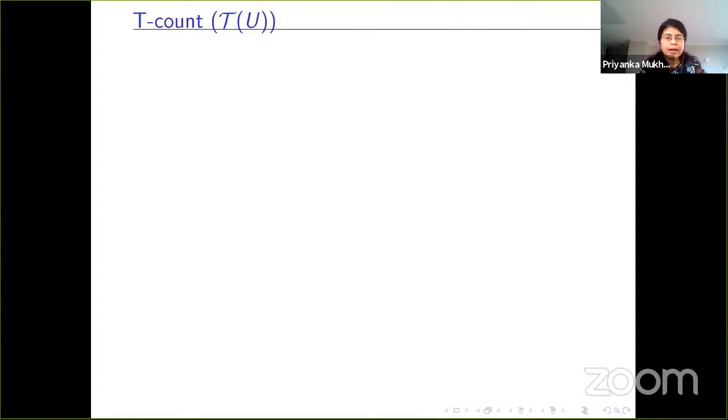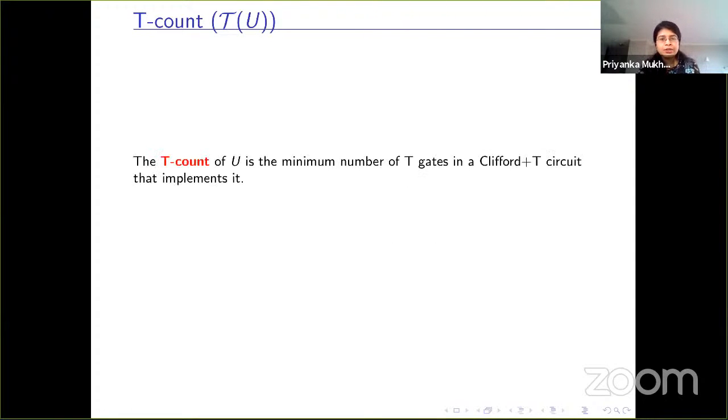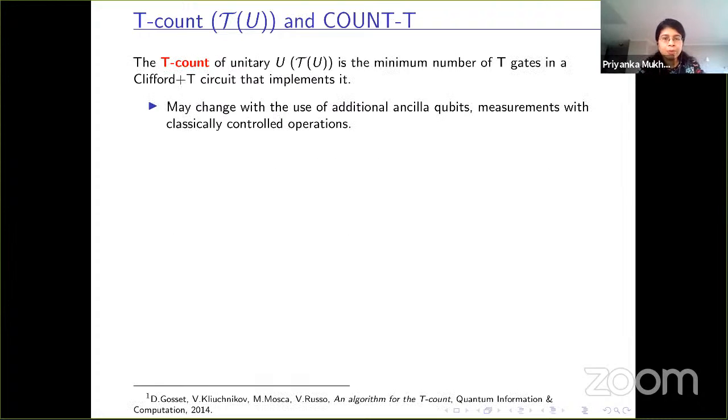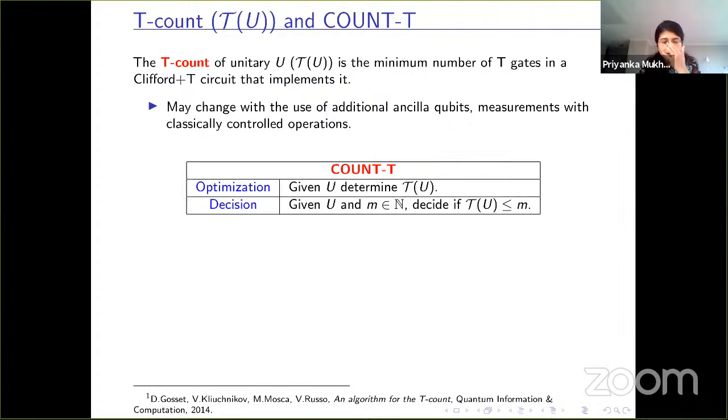So I'll define the T-count. The T-count of a unitary is the minimum number of T gates in a Clifford+T circuit that implements this unitary. And this may change with the use of additional ancilla qubits, measurements with classically controlled operations.